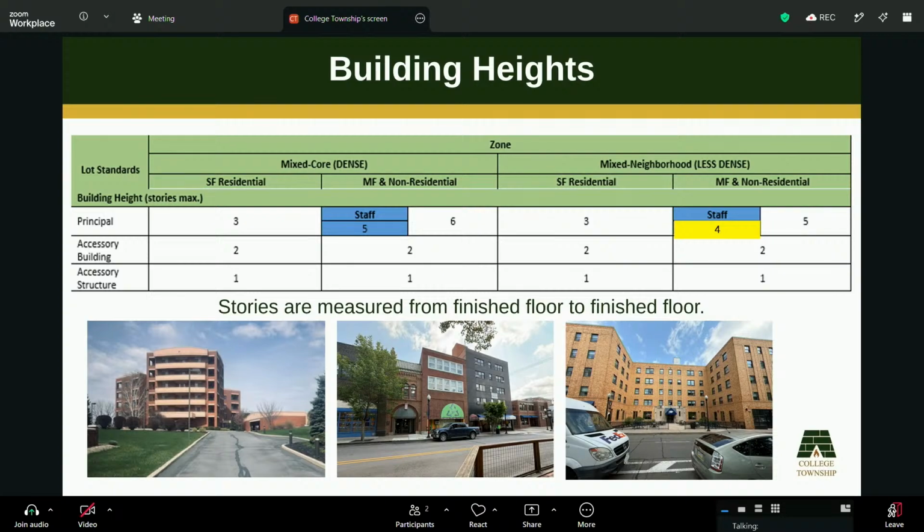No, we're on mixed family, non-residential of the mixed core, so 5 or 6. We're on column 5 and column 6, so we didn't get down to that before we got to column 4 with height. All right, well, my comment's going to be the same on both. You like the higher for the denser. Yeah.